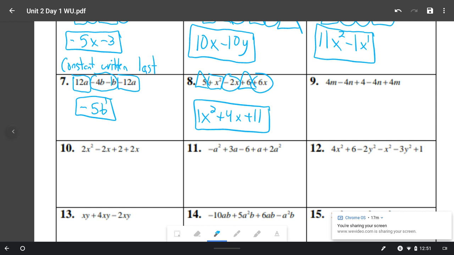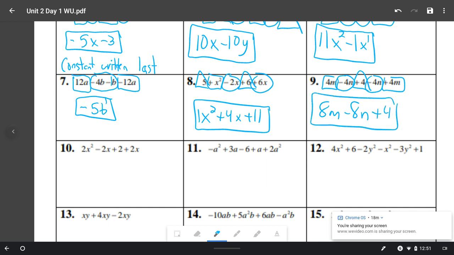For number 9, alphabetically, we have the m's come first. So we do 4 plus 4, which gives me 8m. The n's would come next. So that would be minus 4 and minus 4, and I believe that's negative 8. And the constants are last, and the only constant I have is this plus 4, so I just write that at the end. That's alphabetical with the constants last. So hopefully you got those 3 right when you took a pause.